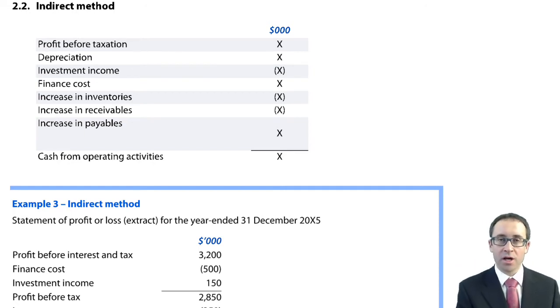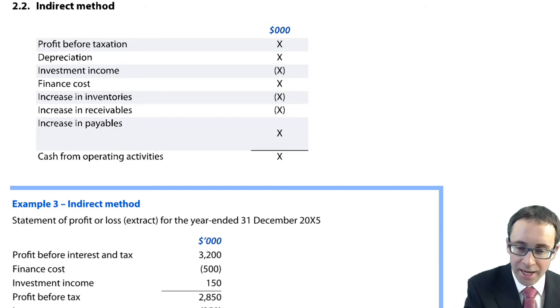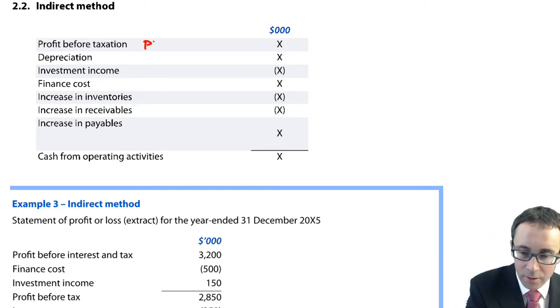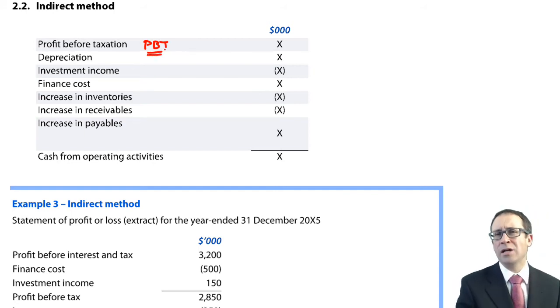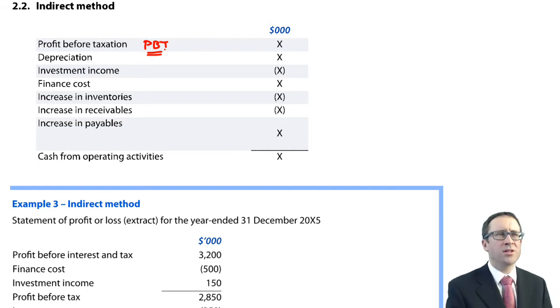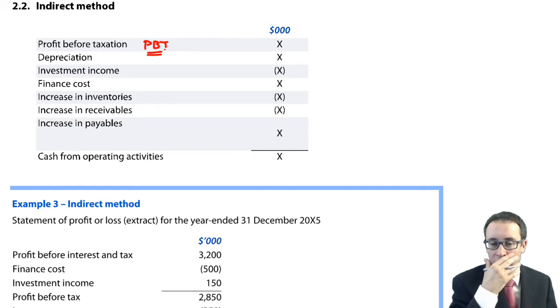Well, the first thing we do is we start off with your profit before tax. I always find that a little bit strange, starting with PBT, because remember, you're trying to work out a cash figure from the operating profit. So why don't you start with your operating profit, your profits before interest and tax? We don't. Okay, we start off with PBT.